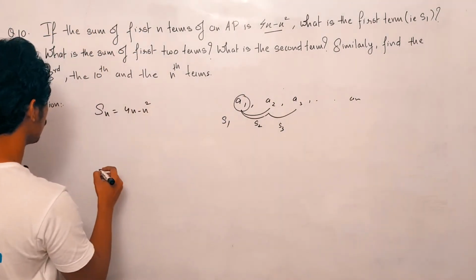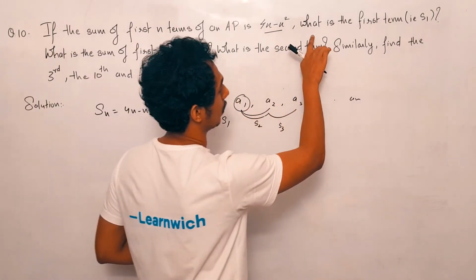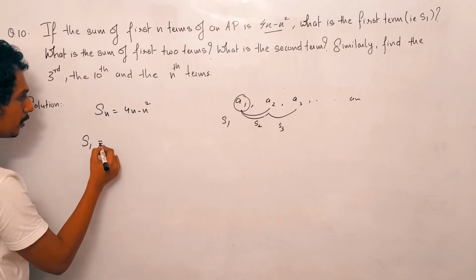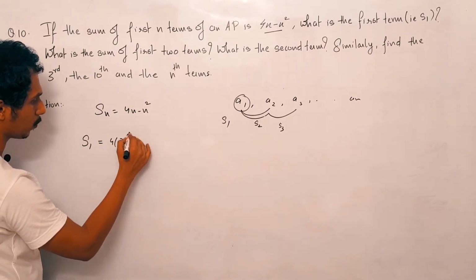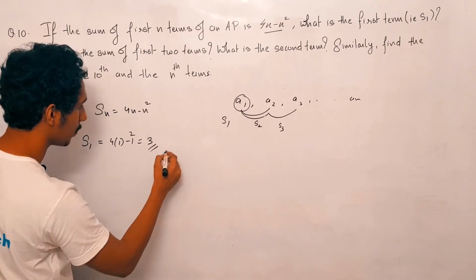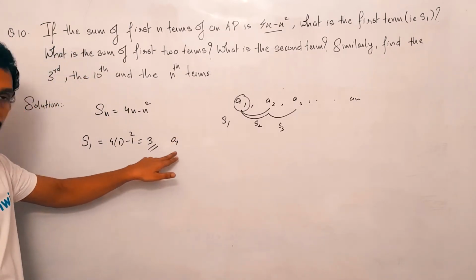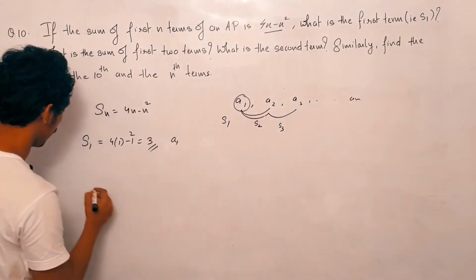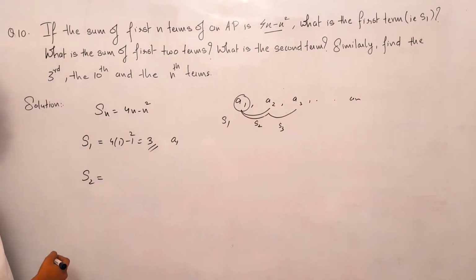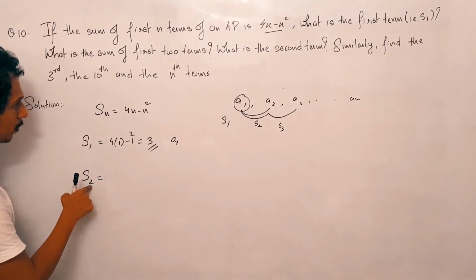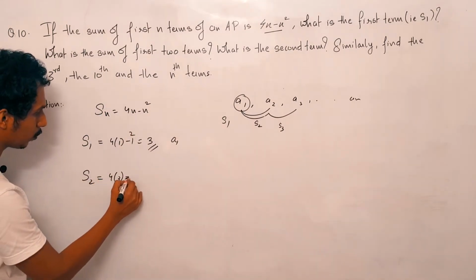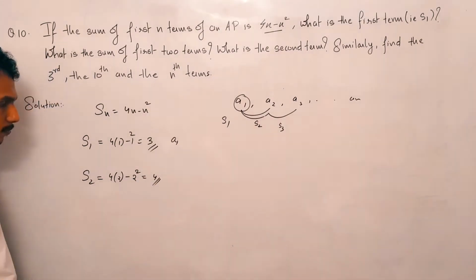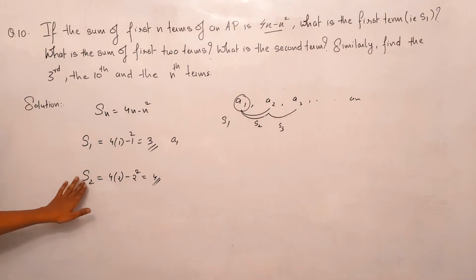So can I write S1 is equal to A1? Look at the first question. What is the first term? S1 is the first term. S1 is 4 into 1 minus 1 square. The answer is 3. So this is A1. Now, what is the sum of the first two terms? That is S2 they are asking. S2 is equal to what? Substitute the value for n: 4 into 2 minus 2 square. 4 2s are 8 minus 4. The answer is 4. So this is S2.